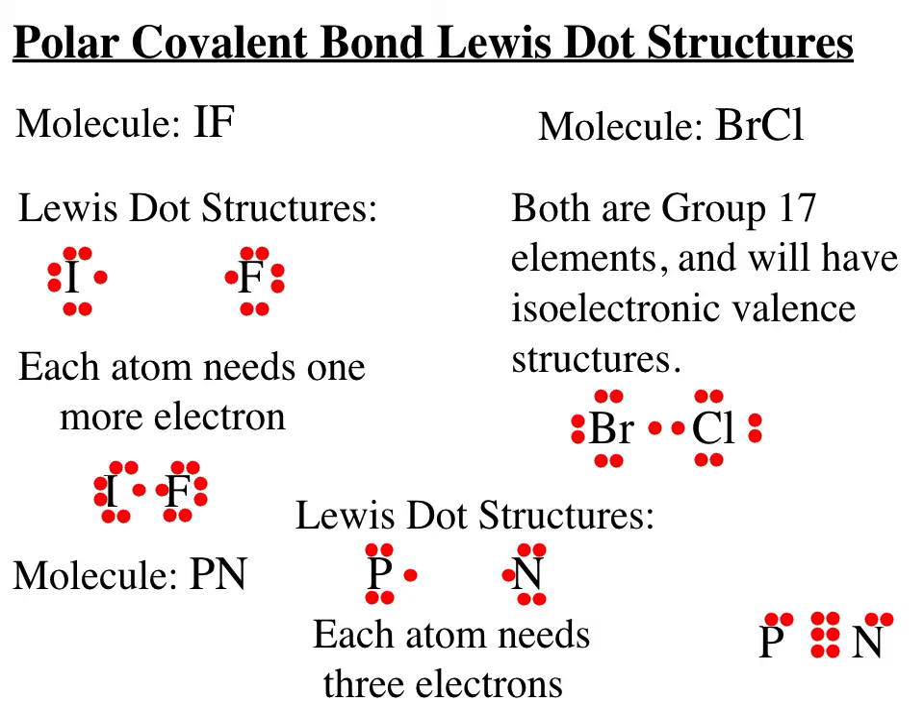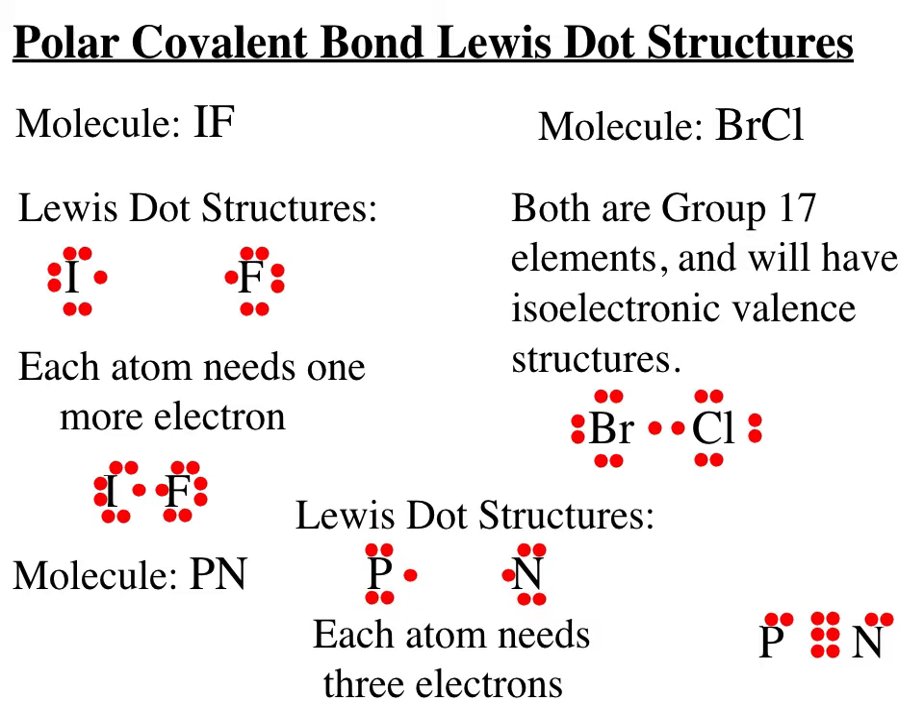Now, it's not an equal sharing. That's why we call it polar covalent. There is a little more buildup of electron density on the fluorine than there is on the iodine, but nowhere near the I plus F minus that you would see if this was an ionic compound.